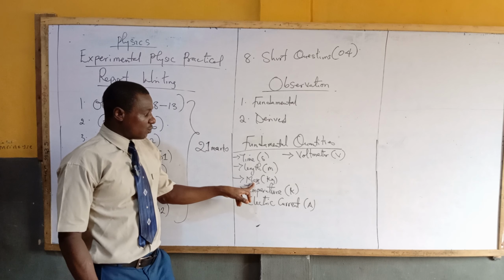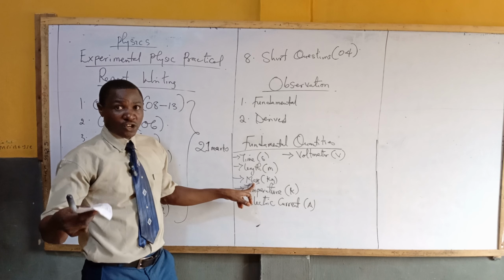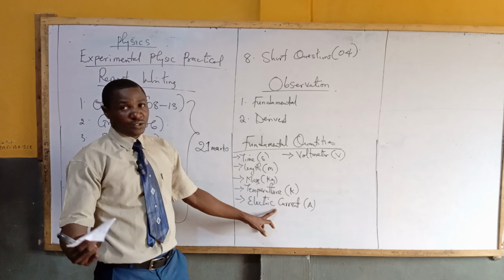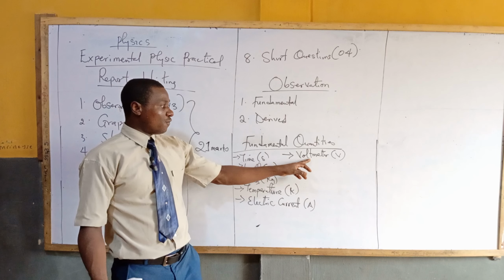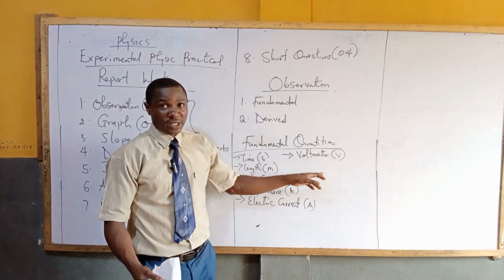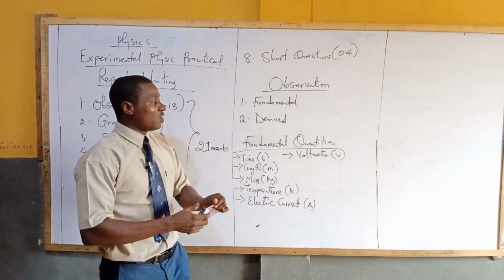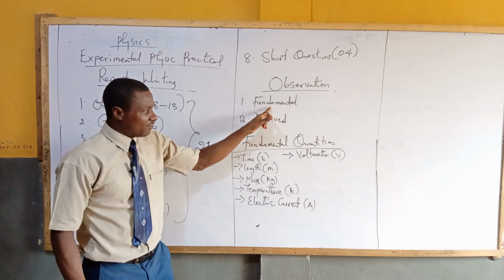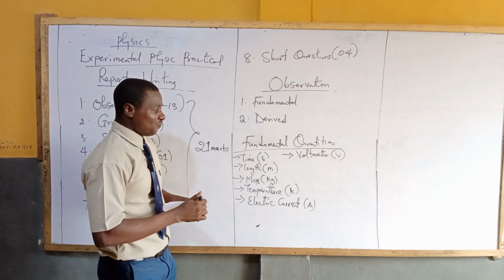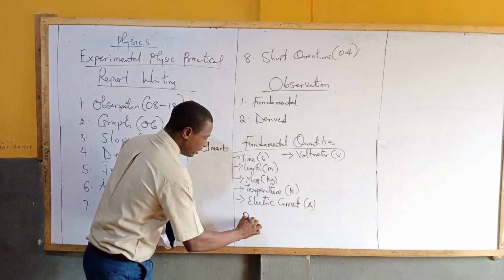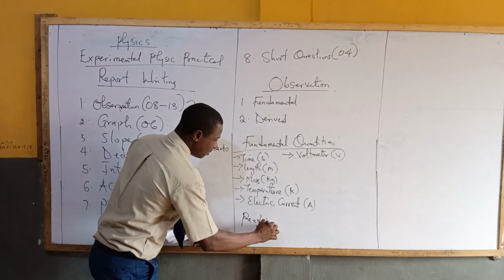Or for your mass, you would have used a different medium that is used to measure mass to also carry out that. While for your current, you use your ammeter, and for your voltage, you also use your voltmeter. Things that you get from a device are actually what we call the fundamental observations.